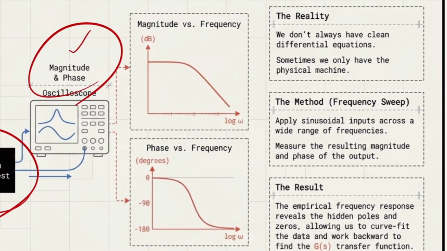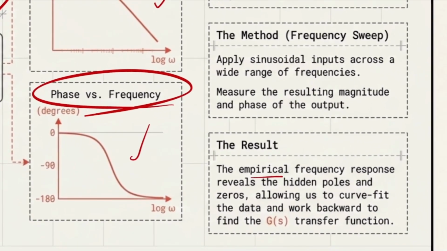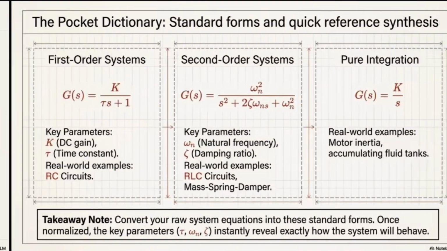The very first plot that we are going to see a lot is the magnitude versus frequency, and we show the magnitude in decibels rather than a normal scale. You will see why. Another important one is the phase versus frequency. By knowing these two, I can have a very clear idea of what is happening to my transfer function. By knowing the information about this and this, I can draw that. So the result is that the empirical frequency response reveals the hidden poles and zeros, allowing us to curve fit the data and work backward in order to understand the G(s), or the transfer function.